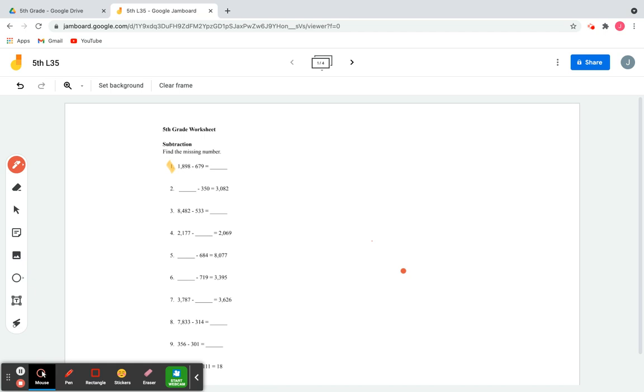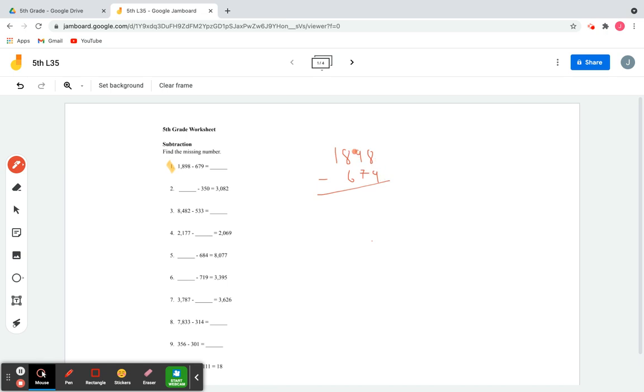So let's get started. The first one we're going to learn is subtraction. So let's work on number 1 together. So we have 1898 minus 679. So I'm going to subtract by the order. So I'm going to start with the ones place and I'm going to move on to tens place and so on. Okay? So 8 minus 9. We can't subtract 9 from 8.